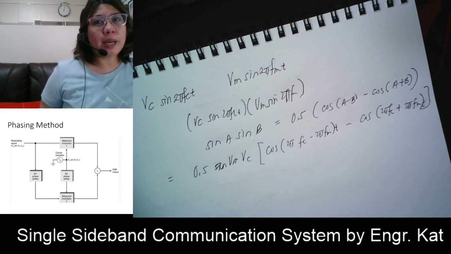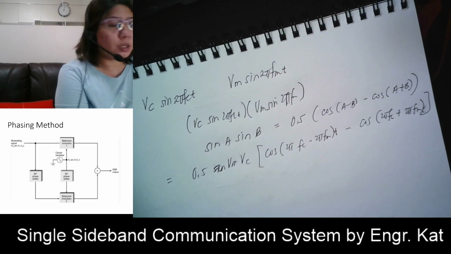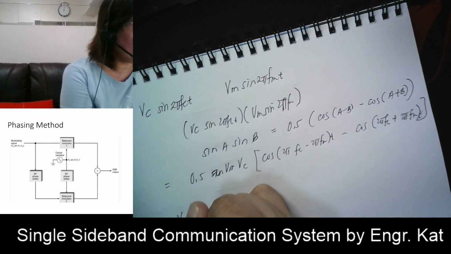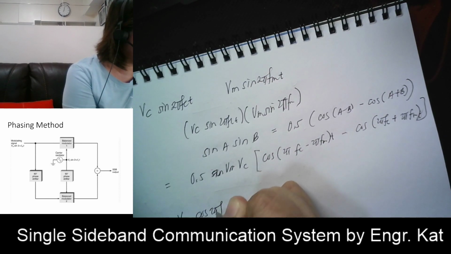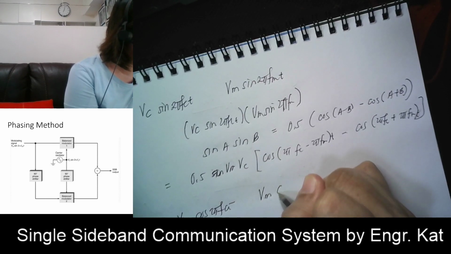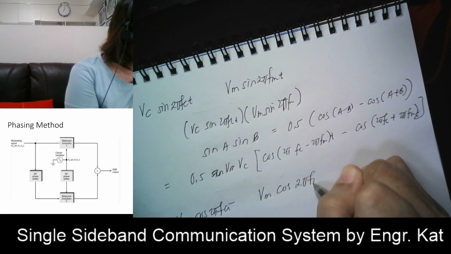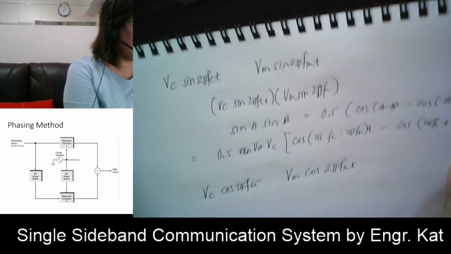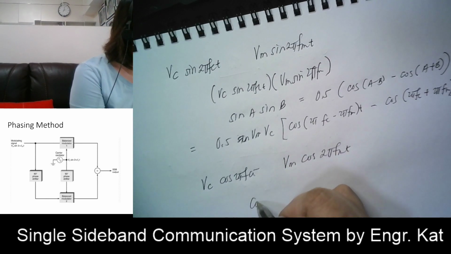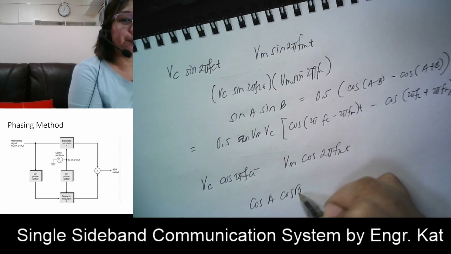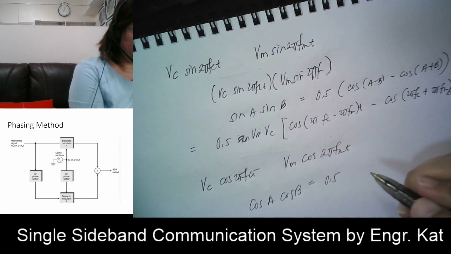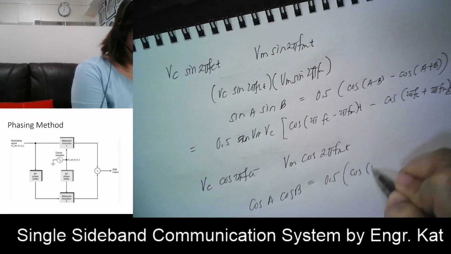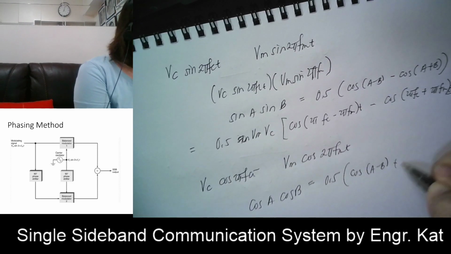So therefore, upon passing through the 90 degrees phase shifter, your two signals become VC cosine of 2 pi FCT and VM cosine of 2 pi FMT. Okay, so again, trigonometric identities. So we have cosine A, cosine B. That is equivalent to what? So that is equivalent to 0.5 cosine of A minus B plus cosine of A plus B.